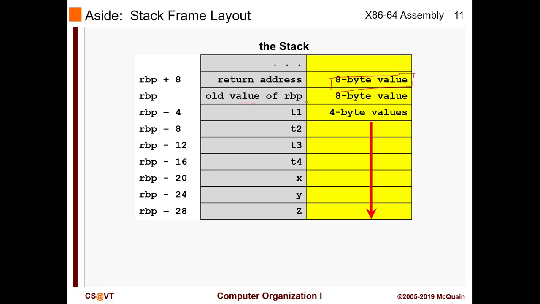The old value of RBP, the RBP itself, also has a memory location, right? And that one is also going to be 8 bytes. And then RBP minus 4, because T1 only requires a 4-byte memory location, then it's going to be minus 8, minus 12.